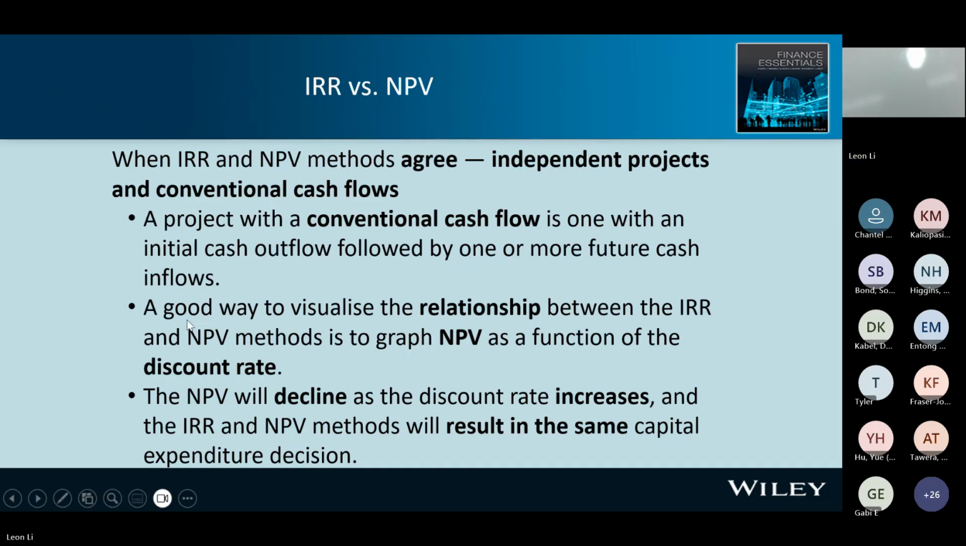Then we can use the relation between NPV and the discount rate to discuss this issue. Later, I will show you the relationship between NPV and the discount rate. The result is NPV will decline as discount rate increase, and the IRR and NPV method will result in the same capital expenditure decision.